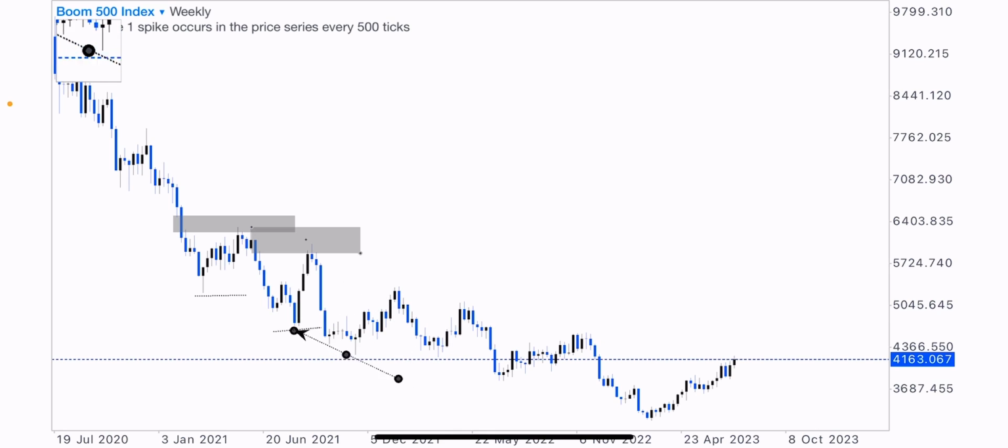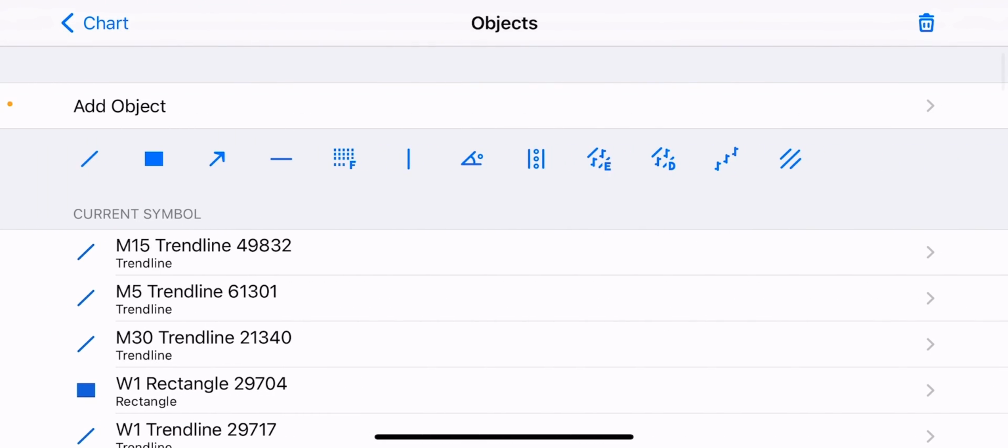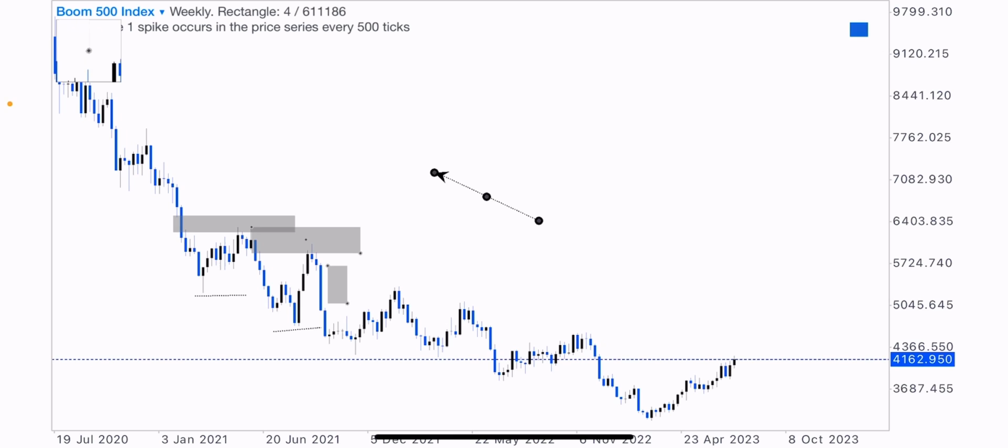Now after breaking this previous mega structure, this aggressive move which broke the previous mega structure left what? An imbalance behind. Now we have an imbalance here. An imbalance, as you already know, is a gap. So when you have a gap in the market, the price has to come back so that it can refill this gap. So we have this gap here.